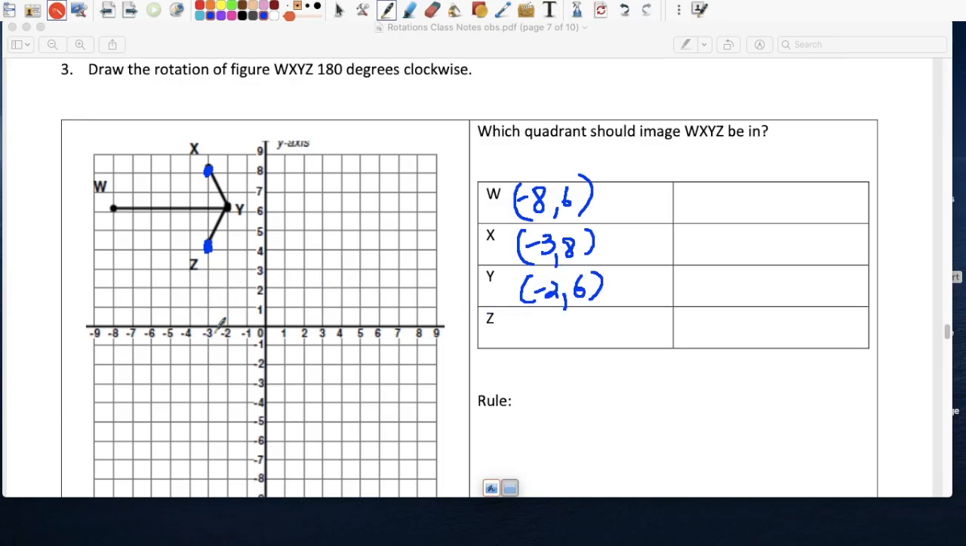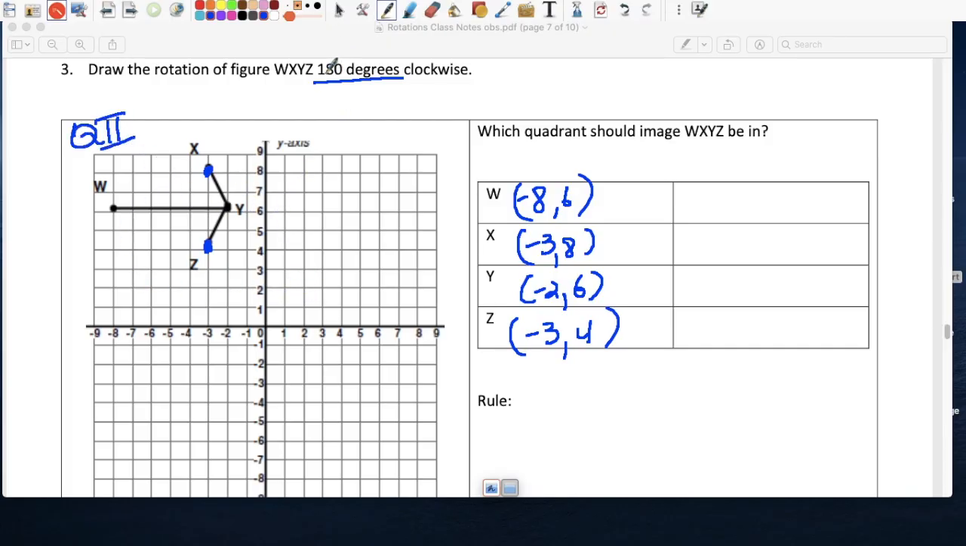And Z is (-3, 4). After 180, and so we step back, it's 180 degrees, so let's focus on one point. So X, well, they're all in quadrant 2 right now. Everybody's in quadrant 2, right? The whole arrow is in quadrant 2.